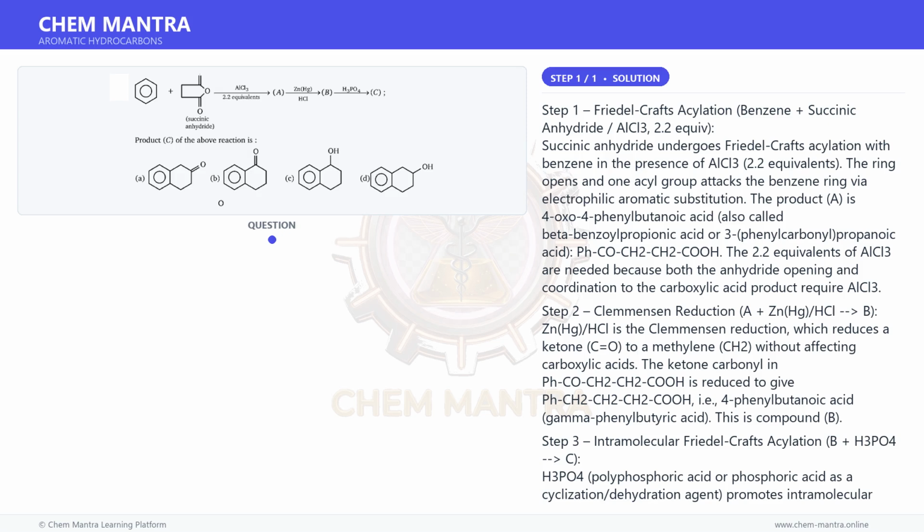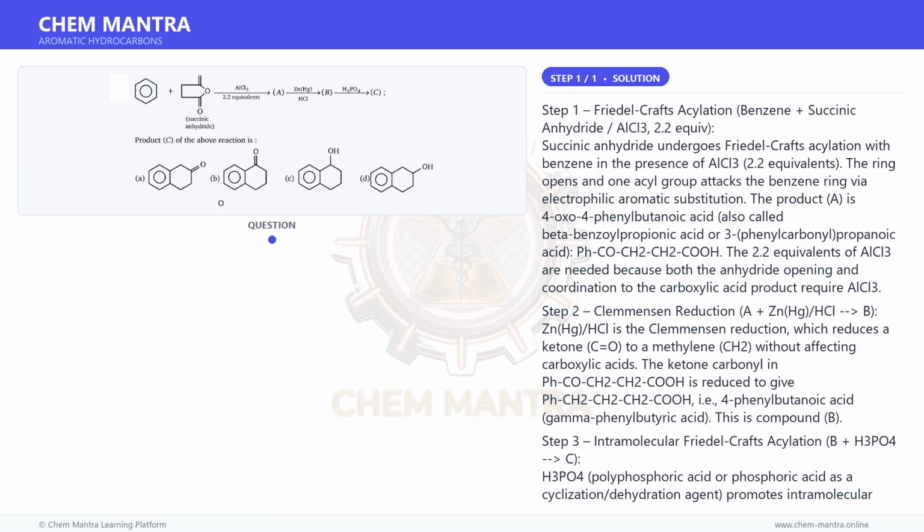Step 1. Friedel-Crafts acylation, benzene plus succinic anhydride, AlCl3, 2.2 equiv. Succinic anhydride undergoes Friedel-Crafts acylation with benzene in the presence of AlCl3, 2.2 equivalents. The ring opens and one acyl group attacks the benzene ring via electrophilic aromatic substitution.